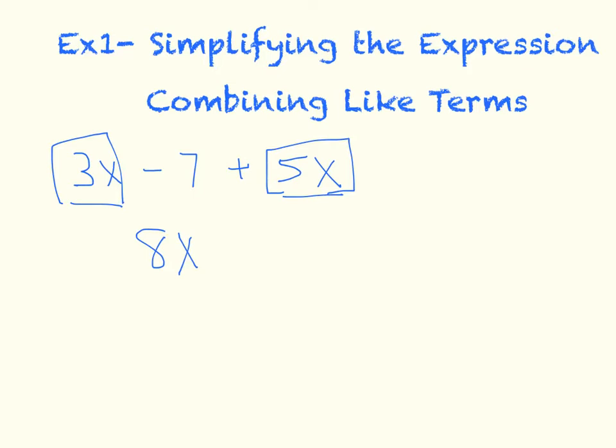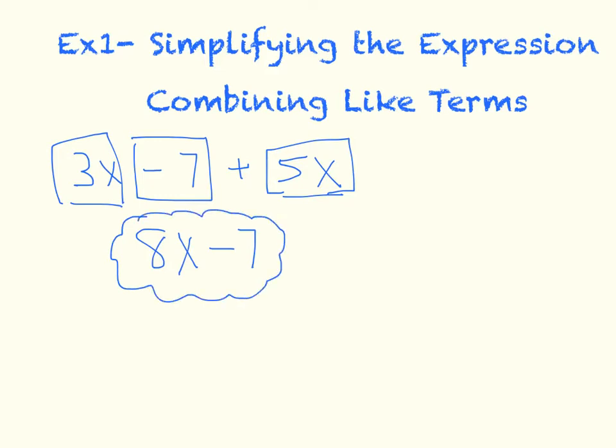So now the question is, what do we do with the leftover parts? In this case, the negative 7. And again, notice I'm saying negative 7 because there's a subtraction sign that comes before it. Well, since it doesn't have a variable, we really don't have anything to do with it. So we just drop it down and put it at the end of the problem. This would be our final answer because these are not like terms and there's nothing we can do with them.